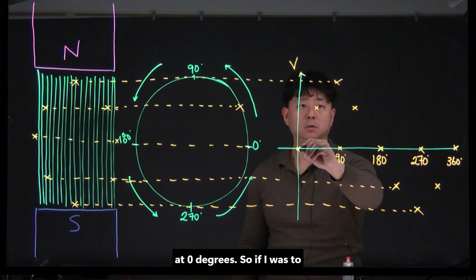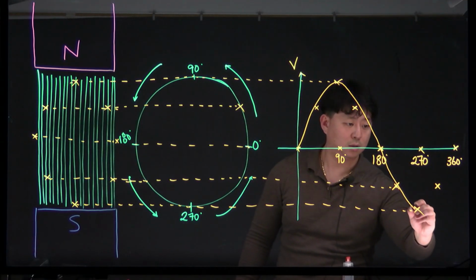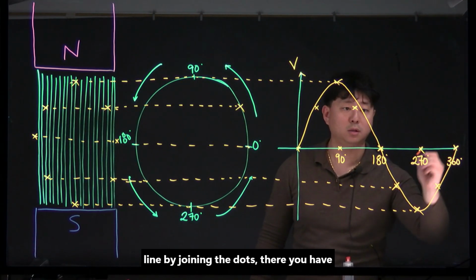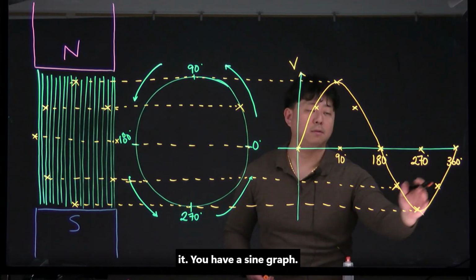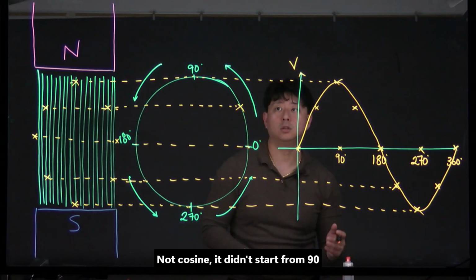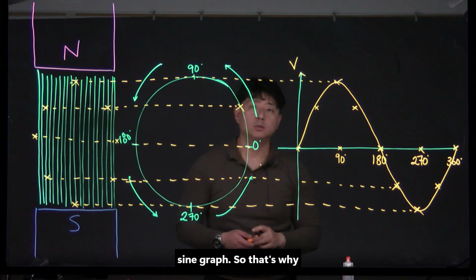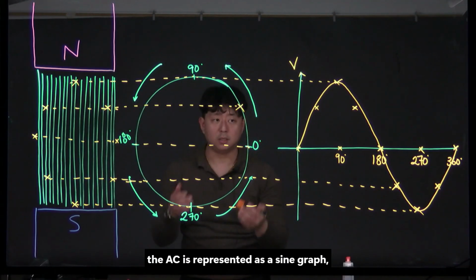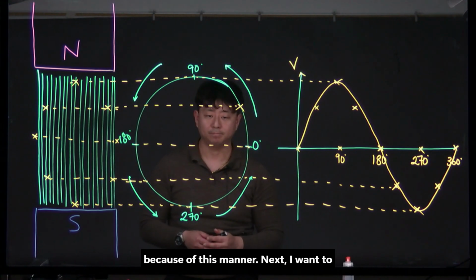So if I was to draw this line by joining the dots, there you have it. You have a sine graph, right? Not cosine. It didn't start from 90 degrees. It started from 0. We have a nice sine graph. So that's why the AC is represented as a sine graph, because of this manner.